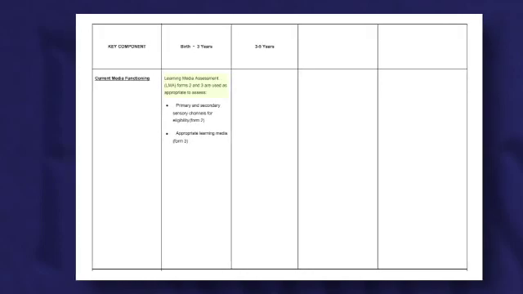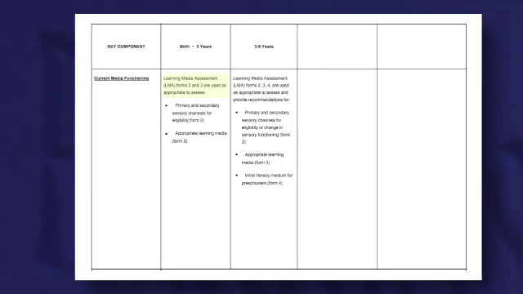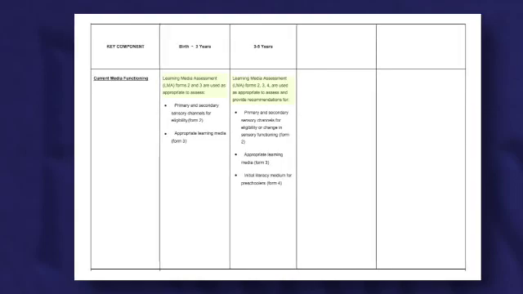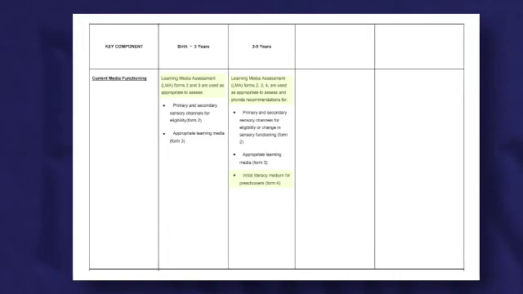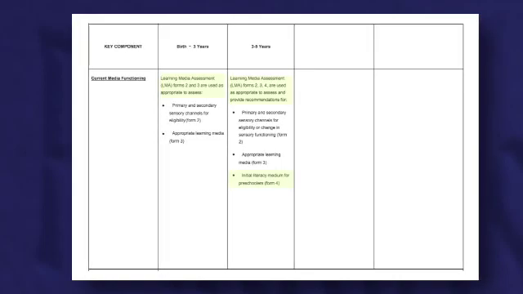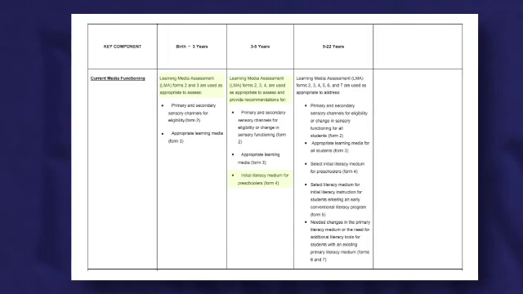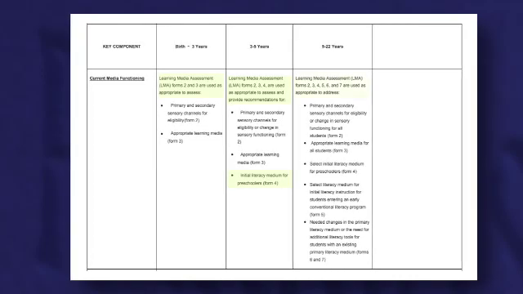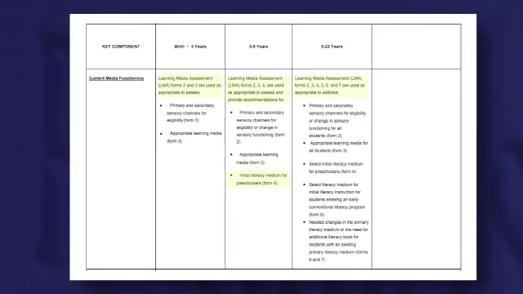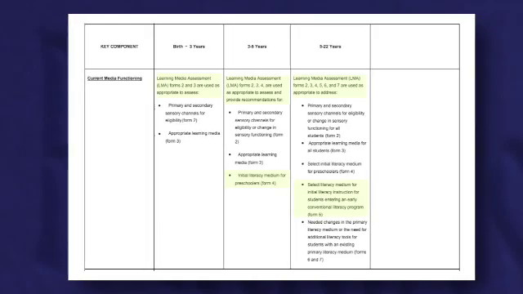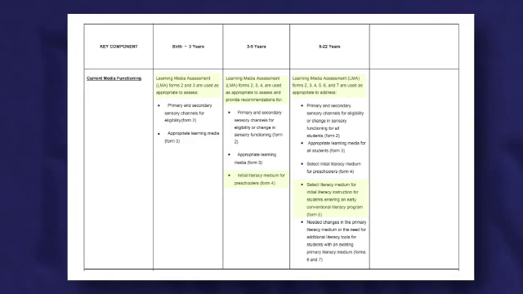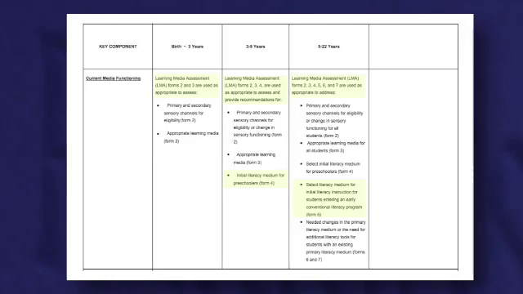The second column heading is 3 to 5 years. In addition to Forms 2 and 3, LMA Form 4 has been added to provide recommendations for initial literacy medium for preschoolers. Column 3 is 5 to 22 years, and below, LMA Form 5 would now be added and used as appropriate to address the selection of an initial literacy medium for initial literacy instruction for students entering an early conventional literacy program.